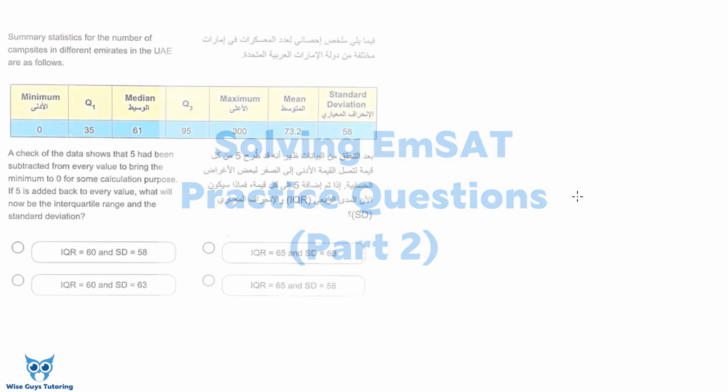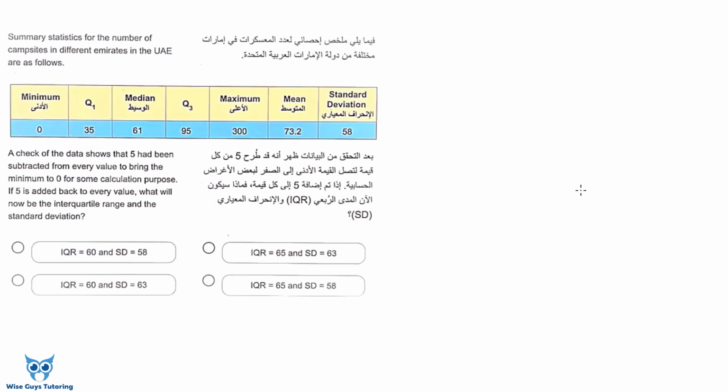First one is statistics. It says, summary statistics for the number of campsites in different Emirates in the UAE are as follows. So we have a bunch of information. We'll get to that soon. A check of the data shows that 5 had been subtracted from every value to bring the minimum to 0 for some calculation purposes. If 5 is added back to every value, what will now be the interquartile range and the standard deviation? So let's look at some of the data they've given me.